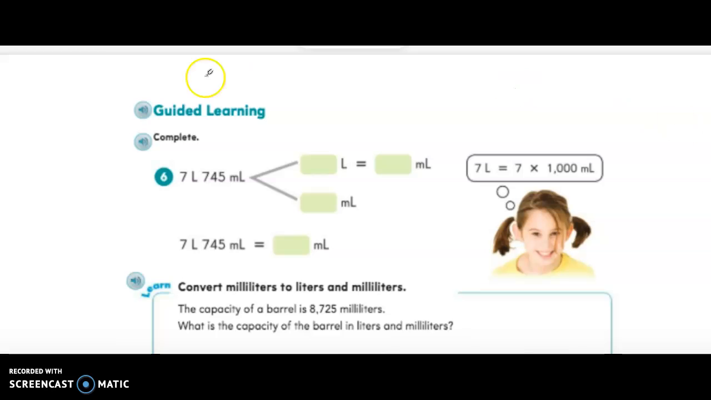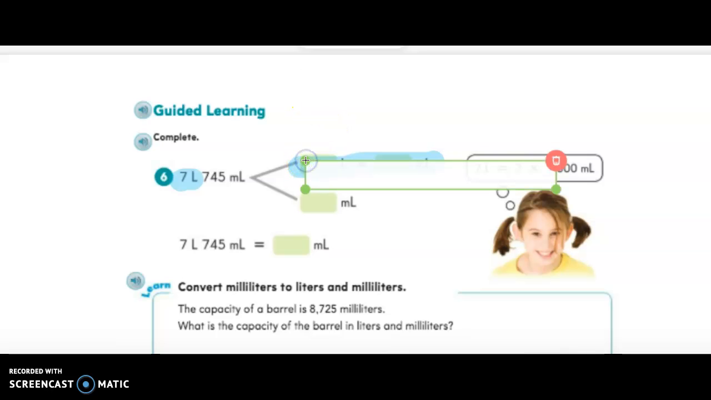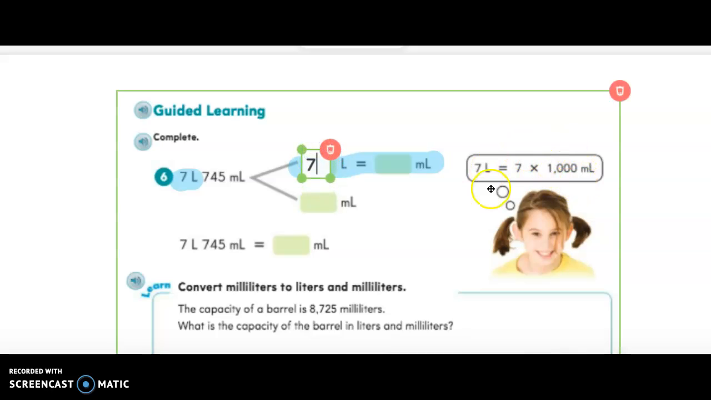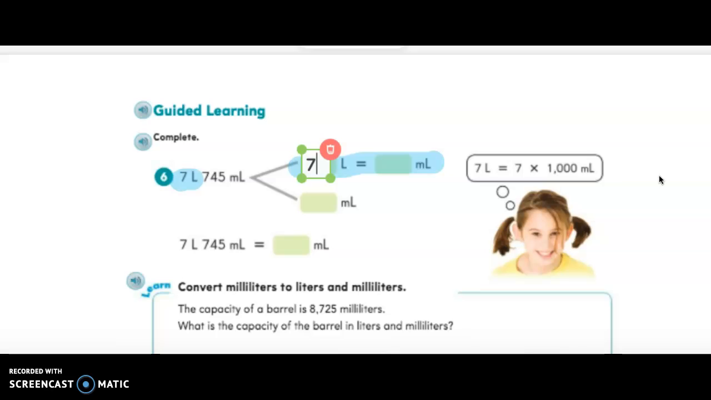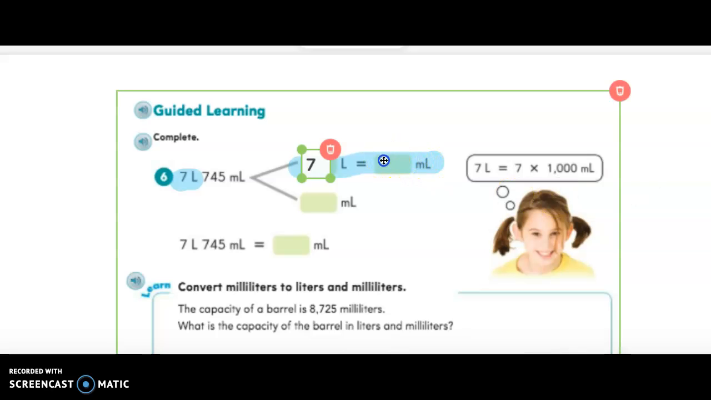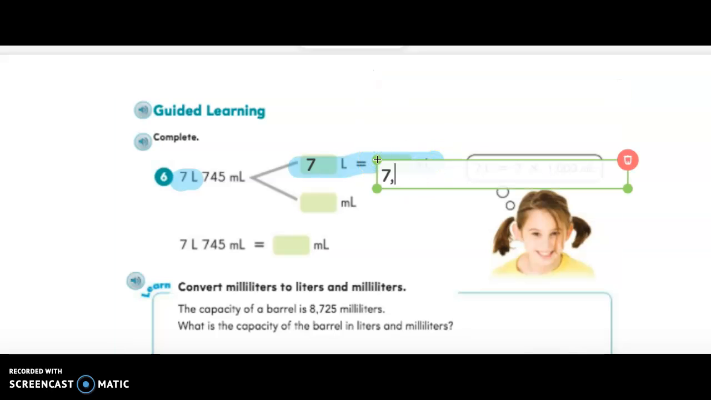So let's do some practice. Again, we're separating each liter and milliliter in order to do these conversions and to stay organized. We're first going to take our 7 liters and move it on over here. Then we need to convert that. And if we look over here, this is a helpful reminder of just doing 7 times 1,000 to get 7,000 milliliters.